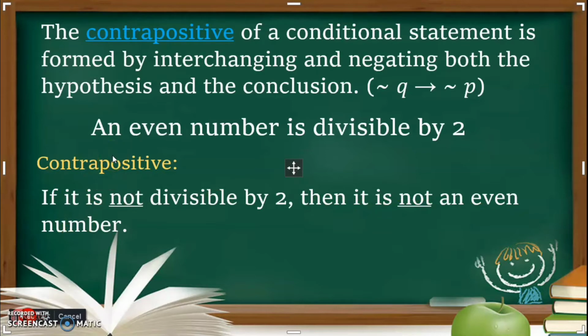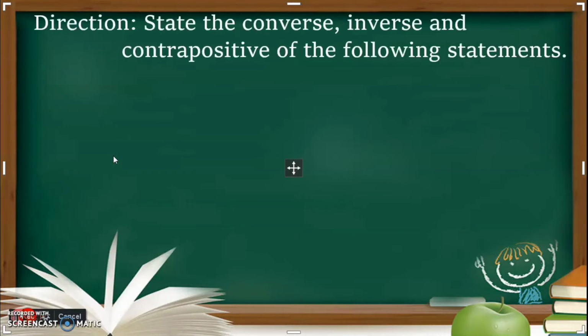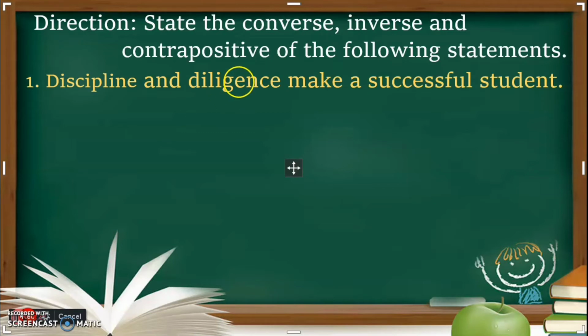Okay, napakadali, ano? We will have an exercises. Direction, state the converse, inverse, and contrapositive of the following statement. Number 1, discipline and diligence makes a successful student. So our hypothesis or the P is discipline and diligence. Then our Q or the conclusion make a successful student.